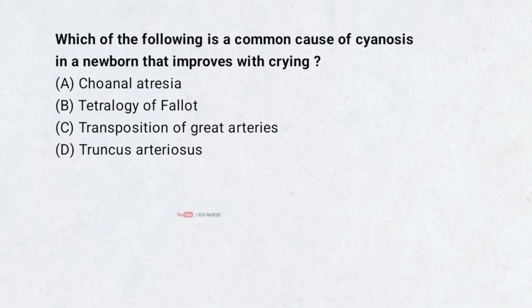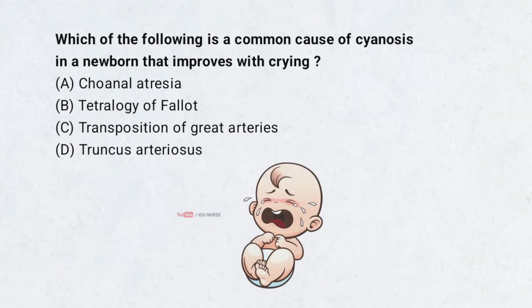Which of the following is a common cause of cyanosis in a newborn that improves with crying? A. Choanal atresia. B. Tetralogy of Fallot. C. Transposition of great arteries. D. Truncus arteriosus. Correct answer A. Choanal atresia.